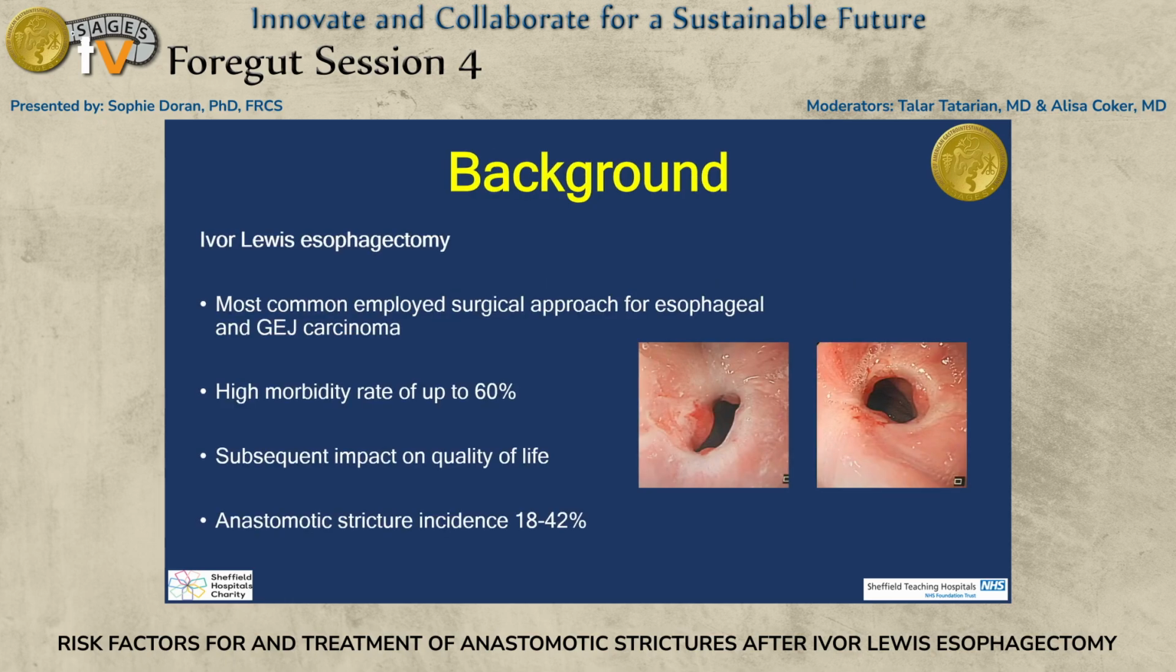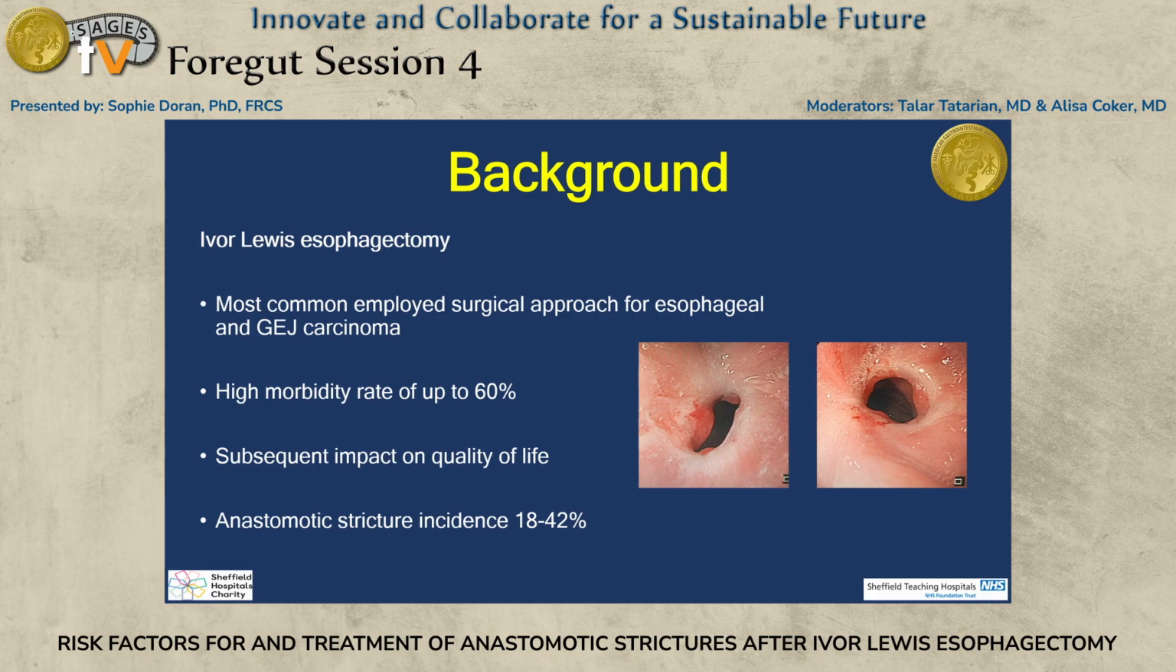So Ivor esophagectomy is the most commonly employed surgical approach for esophageal and gastroesophageal junctional adenocarcinoma and squamous cell carcinoma. Survival rates following esophagectomy are steadily improving over time, but it's still a highly morbid operation with a morbidity rate which can reach up to 60%.